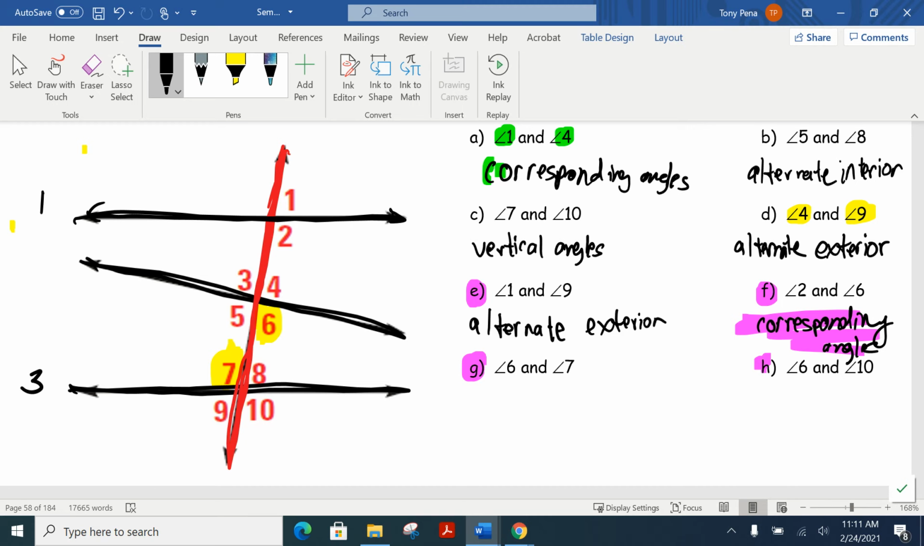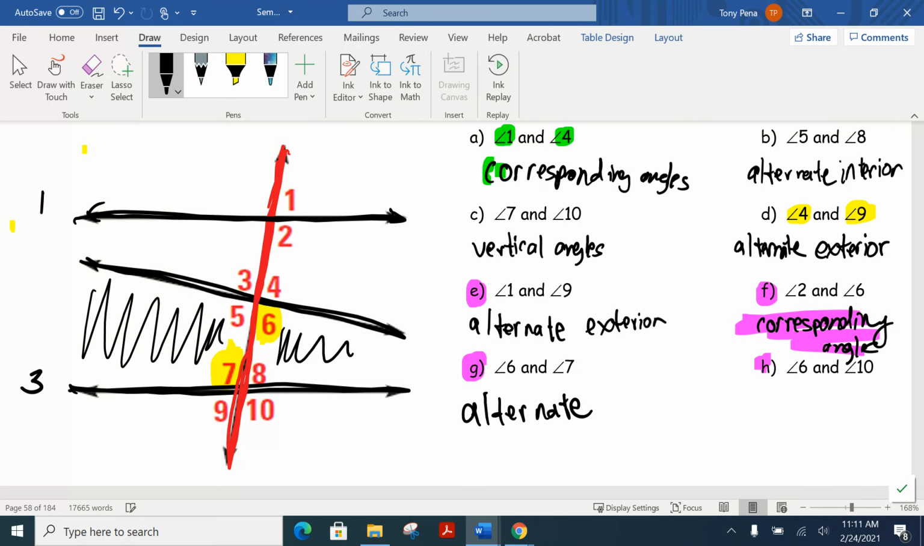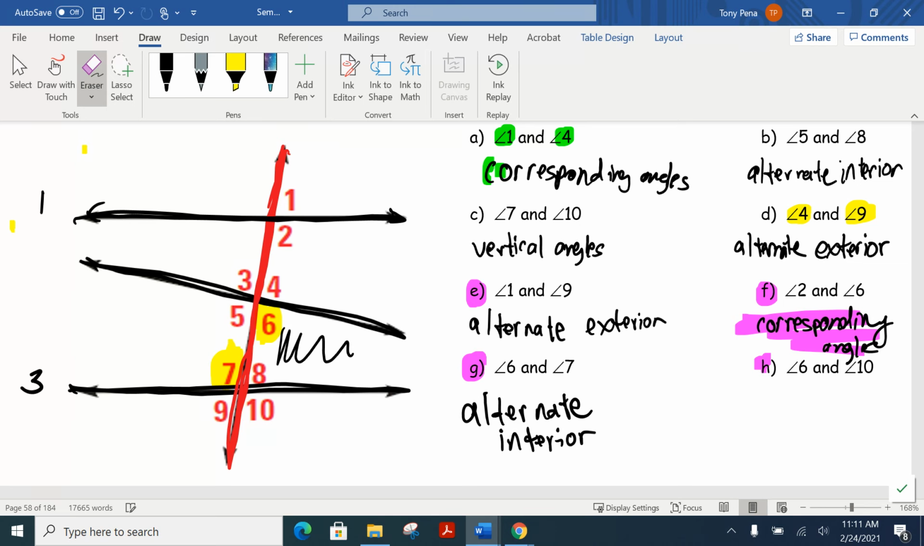All right, 6 and 7, what do we think? Dahlia, what do you got? Very good. So those are alternate sides of that red transversal. That's why we use the word alternate. And of these two lines that are making those two angles, they both lie inside. So these are alternate interior. Then we use those same two lines for this next one, but you're going to be doing 6 and 10.